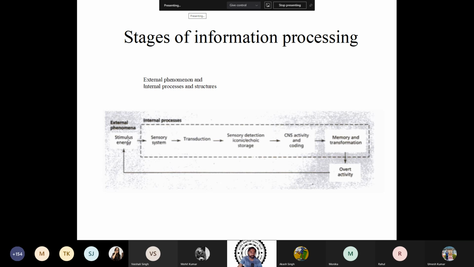What are those? So here is the external stimuli, which is the stimulus energy. So let's say this slide is my external phenomena. This is fed into my system. This is the internal processes. So first there is a sensory system, which is predominantly comprised of the senses, which is essentially our eyes and nose and ears and touch and taste, which is our tongue. Then there is a process of transduction.